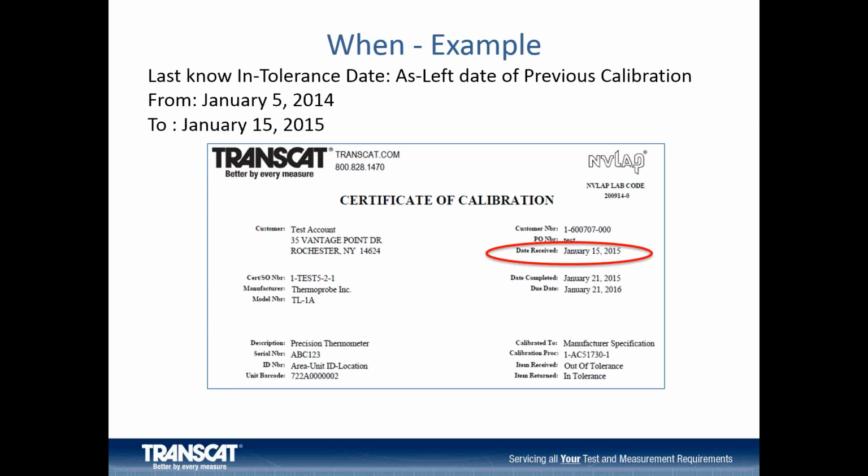Okay, for an example here. I didn't have any other supporting documentation to identify a shorter calibration interval. So I had to go back to the last calibration certificate, say a year ago.